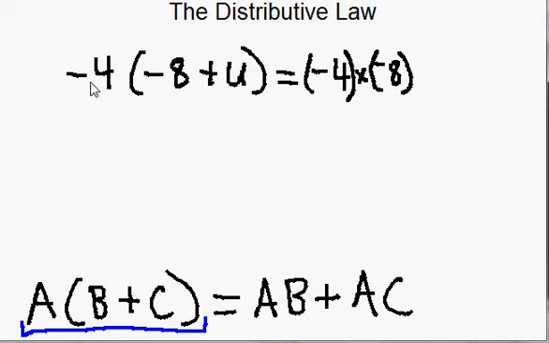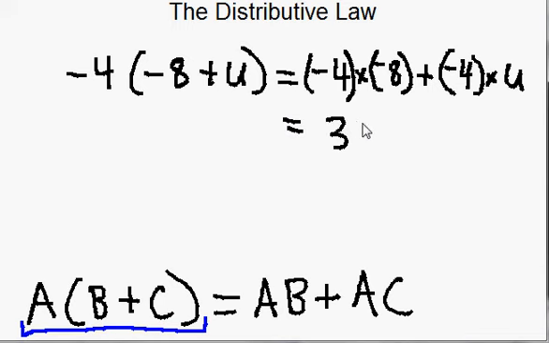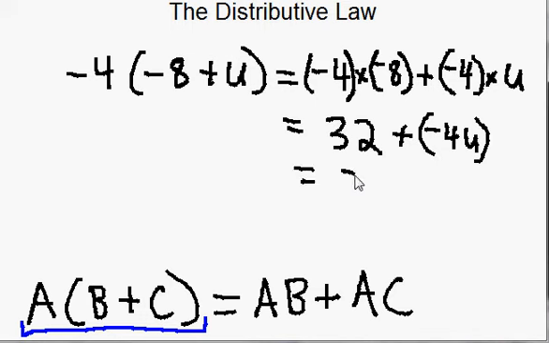So then you have negative 4 times u, so you have plus negative 4 times u. Negative 4 times negative 8 is 32. And then we have plus negative 4 times u is negative 4u. Now if I have a plus minus here, that becomes 32 minus 4u. Okay? So this is the final answer here.